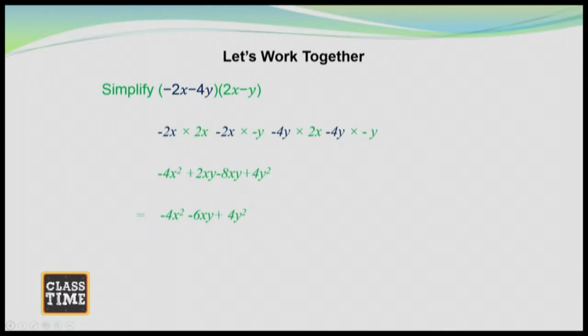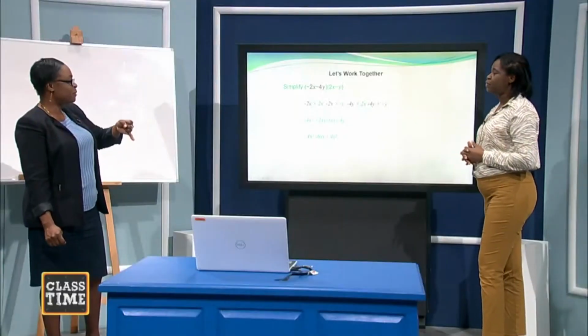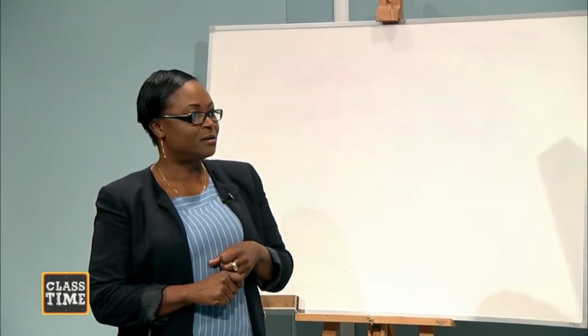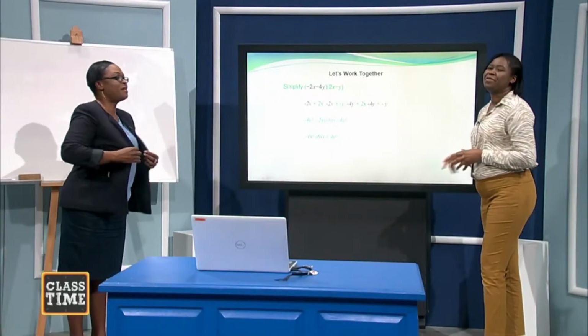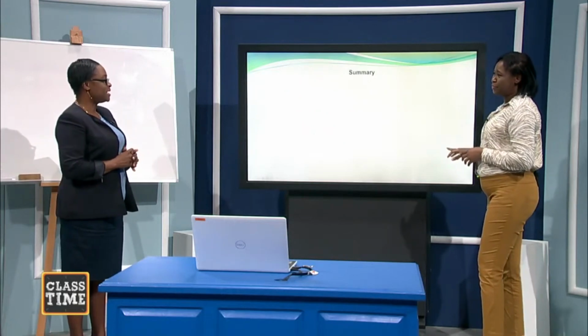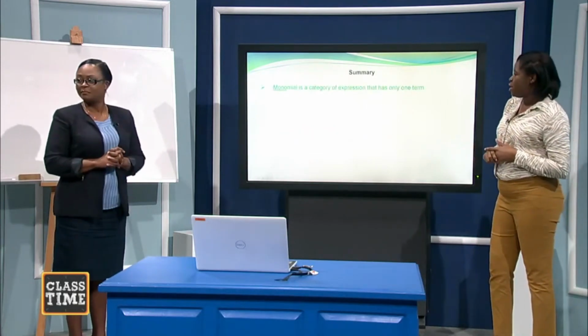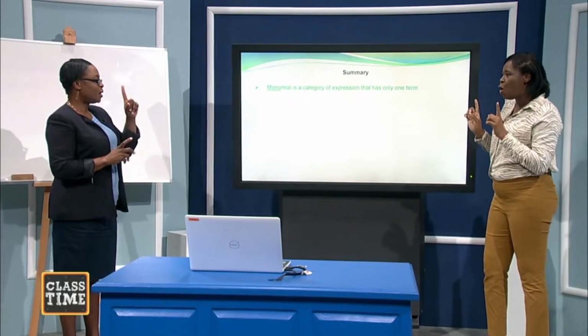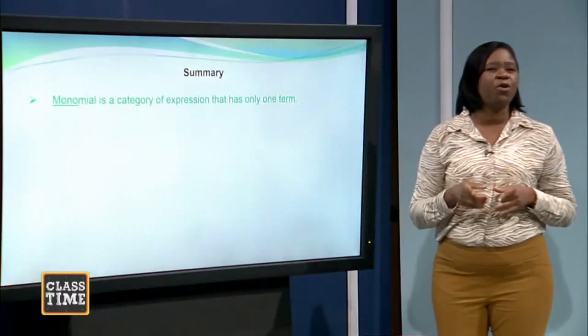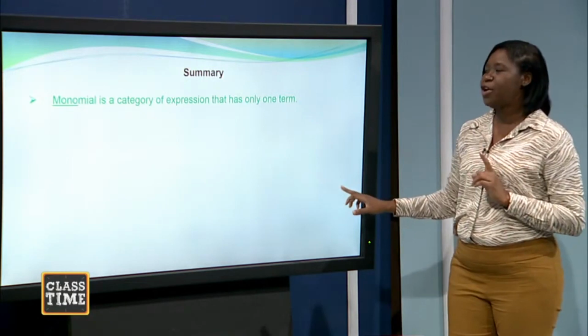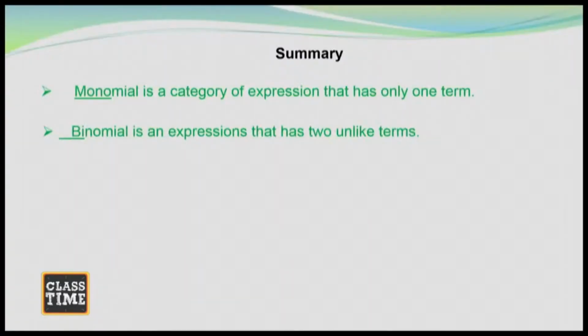So we have looked at the distributive property to help us simplify binomials, and we have also looked at the use of the area model. So we can summarize. A monomial, thinking about the prefix mono, one, is a category of expression that has only one term. A binomial, thinking of the prefix bi, as in bicycle, is an expression that has two unlike terms. And we also looked at how to simplify binomials using the distributive law.